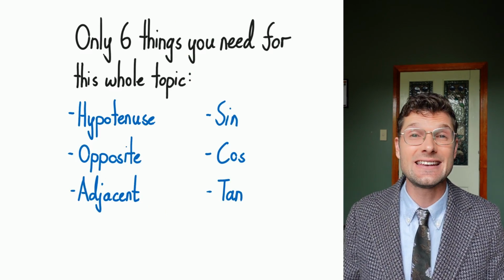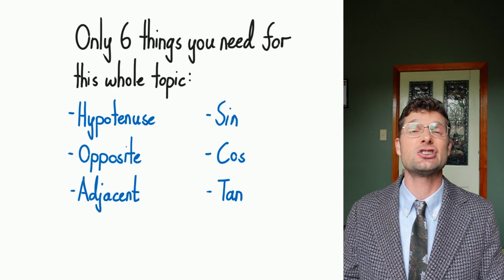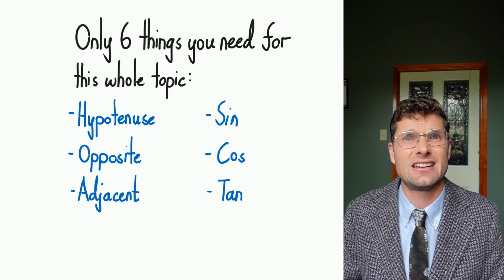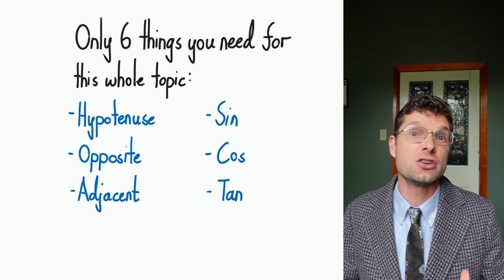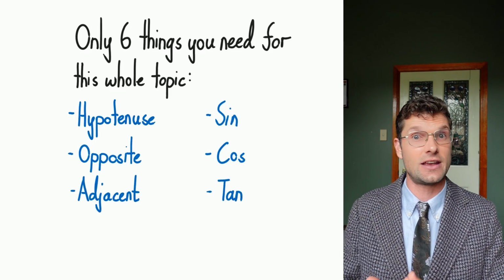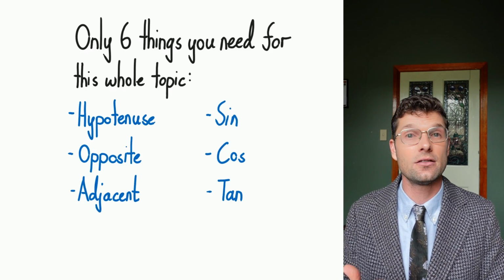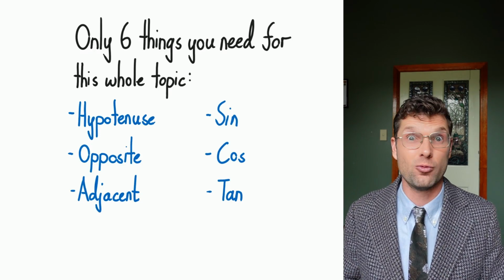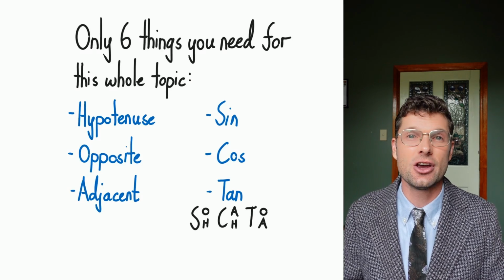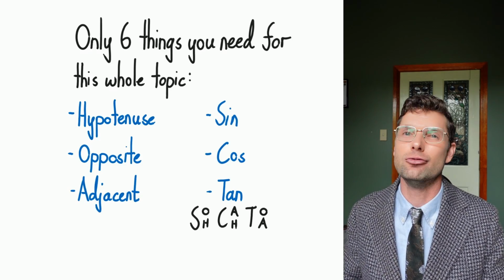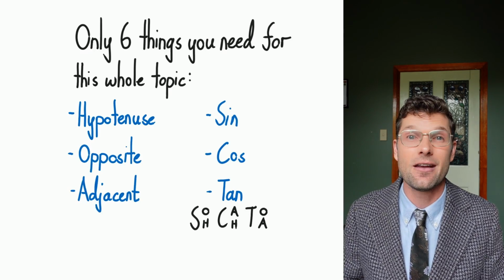So there are only 6 things you need to know to smash this whole topic. Don't get freaked out by trigonometry. If you know 6 words, you can do the whole thing. So we've got our sides: hypotenuse, adjacent, opposite, pretty easy. And then we've got our 3 ratios: sine, cos, and tan. We also have a really easy way to remember these 3 ratios, so SOH CAH TOA, and I would highly recommend learning this and writing it down for every question you get for trigonometry.